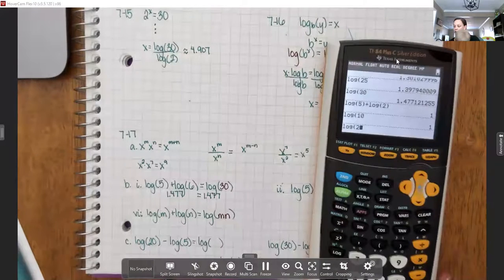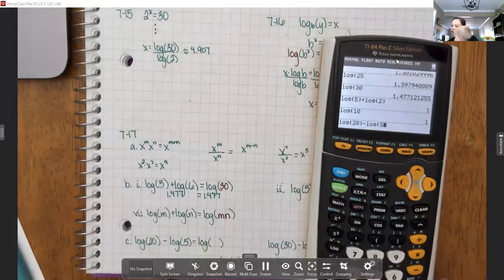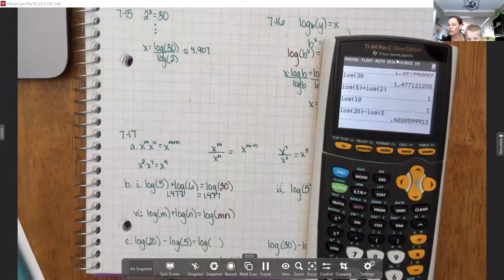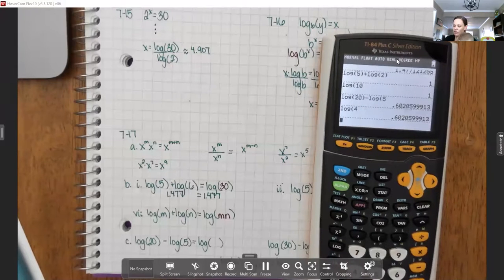So log of 20 minus log of 5 is that number. And so a few of you are saying, well, that's equal to log of 4, which is correct.